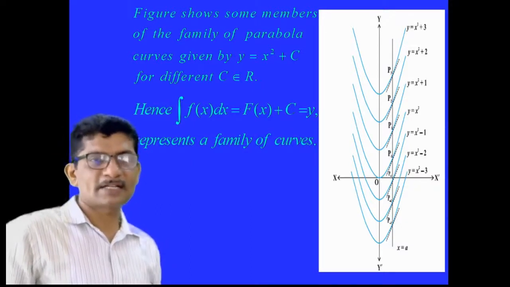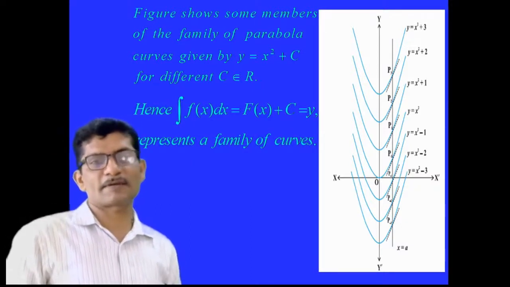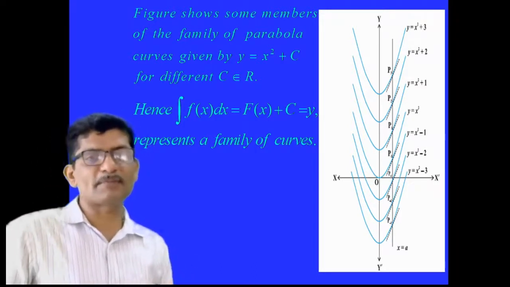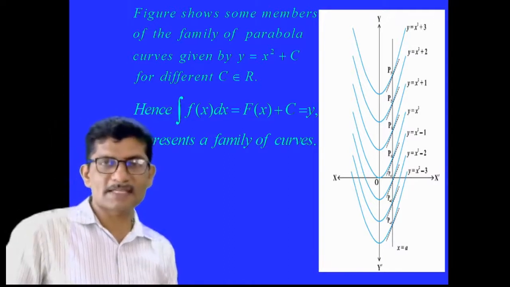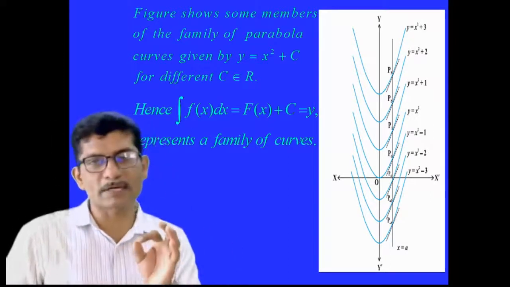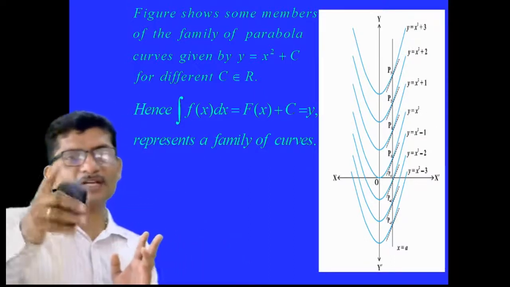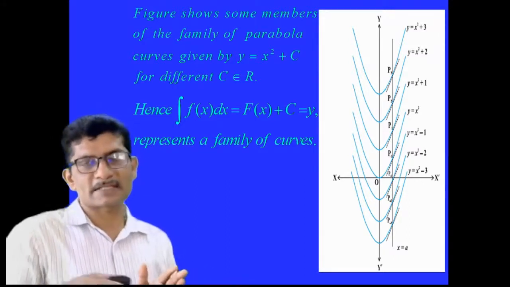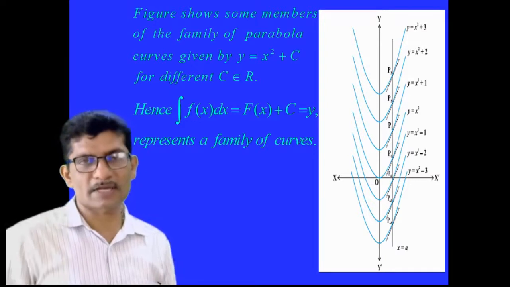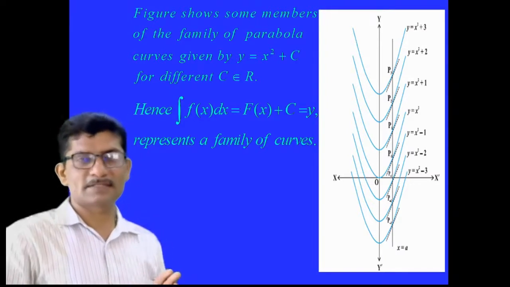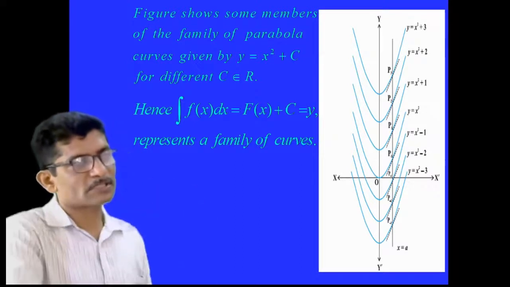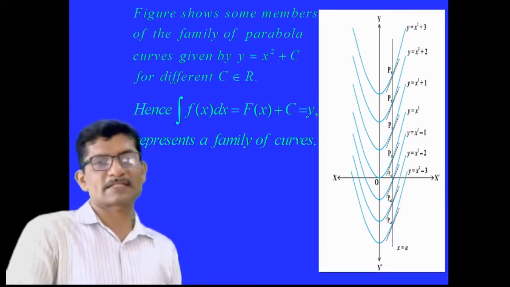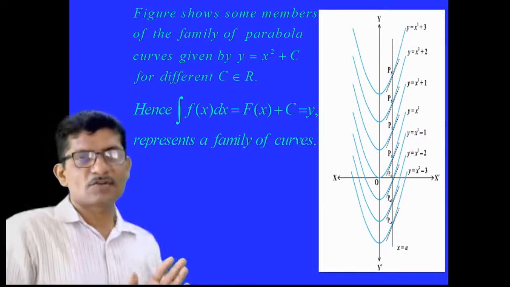Hence, you can write the integration of f of x with respect to x is equal to capital F of x plus c. That represents the family of curves. For a particular value of c, the curve passes through a particular point. Suppose we are given a point and a condition, then we find the constant and get the required curve. Suppose the integration of 2x is equal to x square plus c. Suppose this curve is passing through the origin, then c is equal to 0, therefore y is equal to x square is the required curve. Under certain conditions, you find the required curve.